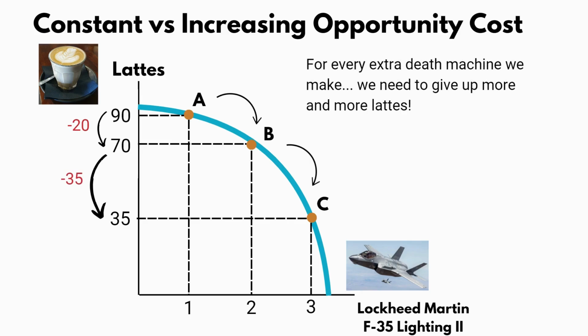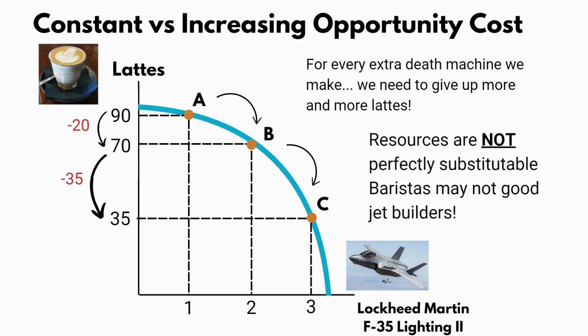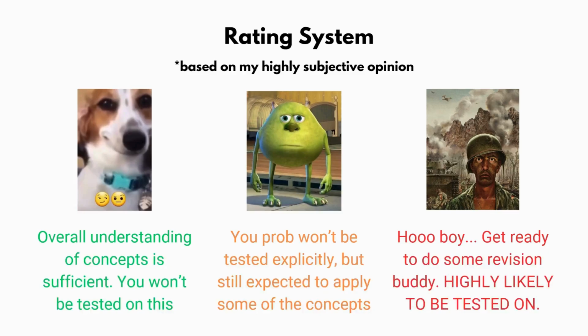This is because in this case, resources may not be perfectly substitutable. Odds are your average barista doesn't know how to create precision-tooled jet panels or construct a missile targeting system. Therefore, the resources we redirect from making lattes may not be a good match for making fighter jets, and so we have to use more and more of them to compensate. And we're done! Time to review the syllabus statements.